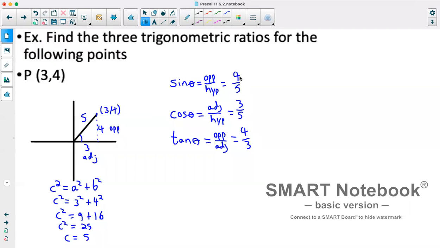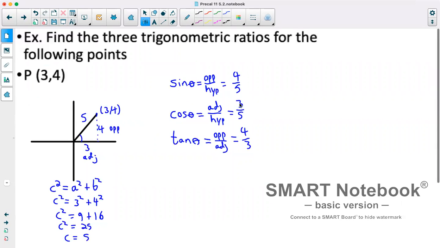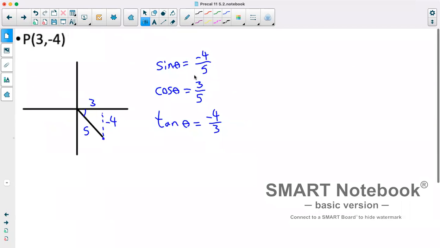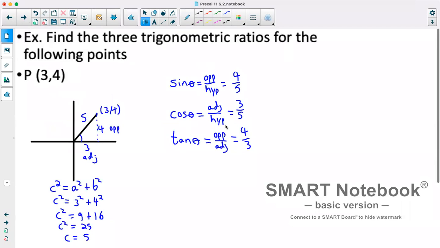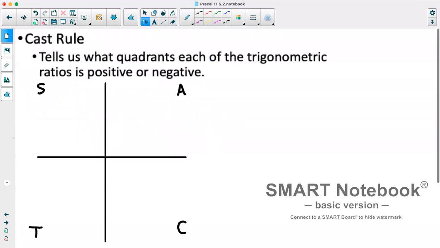So for example, sine is positive in this quadrant, as well as it was positive in this quadrant, where the other two were negative. If we go back, then cos was positive in quadrant 1, and then it was positive again in quadrant 4. Tan was positive in quadrant 1, as well as quadrant 3. So each ratio has two quadrants that it will be positive in and two that it will be negative in. Now this brings us to the CAST rule, which tells us in which quadrants each trig ratio is positive or negative.